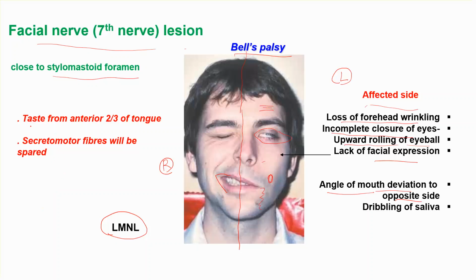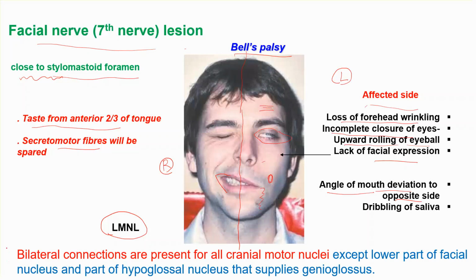However, the facial nerve also supplies the anterior two-third of the tongue, taste to the anterior two-third of the tongue, and also gives secretomotor fibers to the nasal, the sublingual, and submandibular glands, and they will not be affected. Okay, because we are talking about the lesion close to the stylomastoid foramen, so it's only going to affect the muscles of the face.